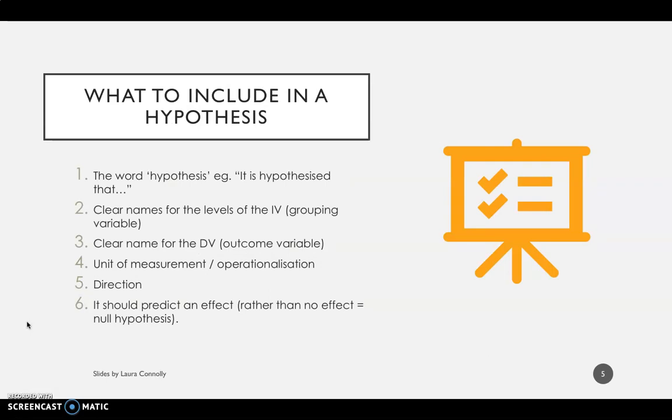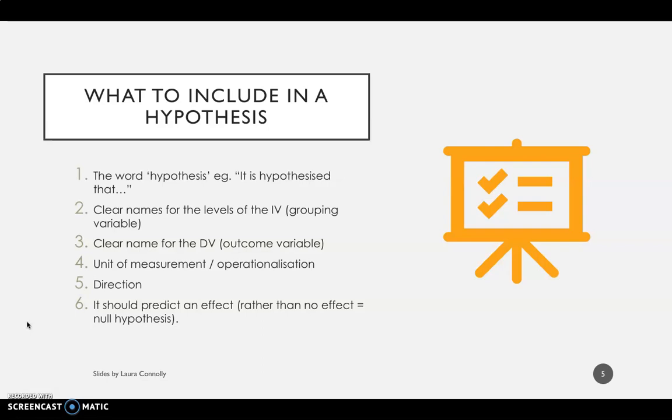So what should you include in a hypothesis? Well, firstly, you might want to use the word hypothesis. This really clearly demarcates to your reader that they've reached their hypothesis or the predictions for the current study. So you might say it is hypothesized that. You could also say it is predicted that. However, the word hypothesis certainly clearly demarcates what it is that you're here to do.